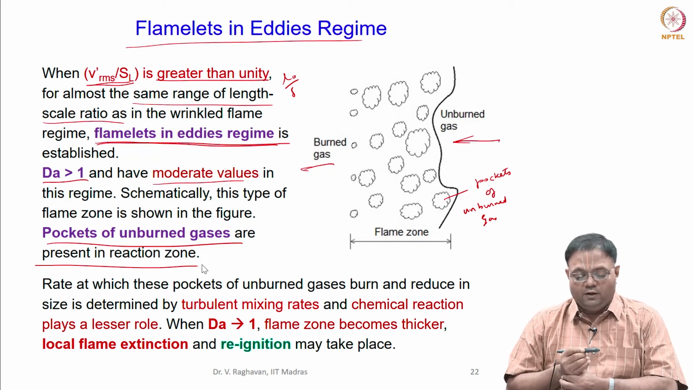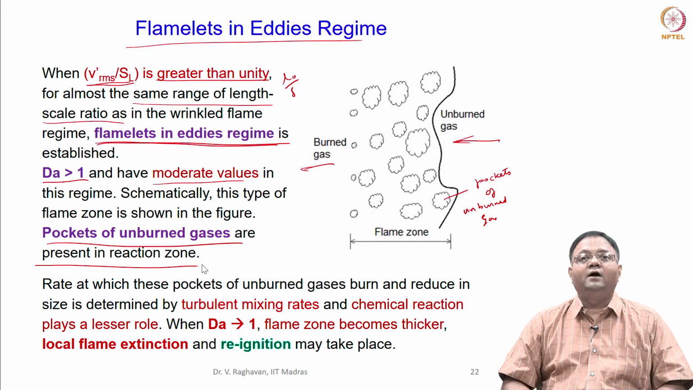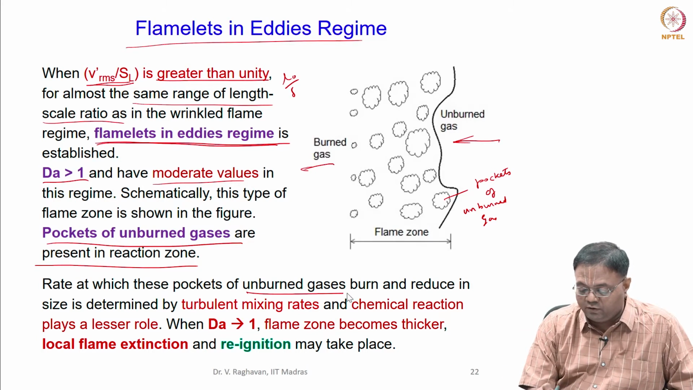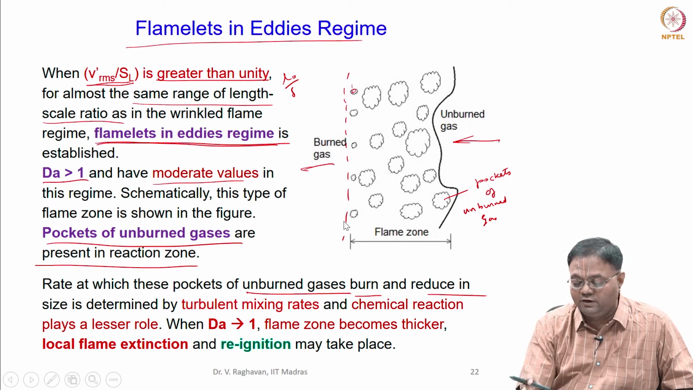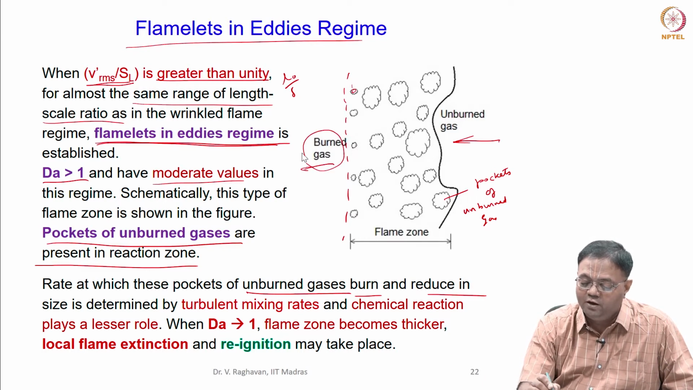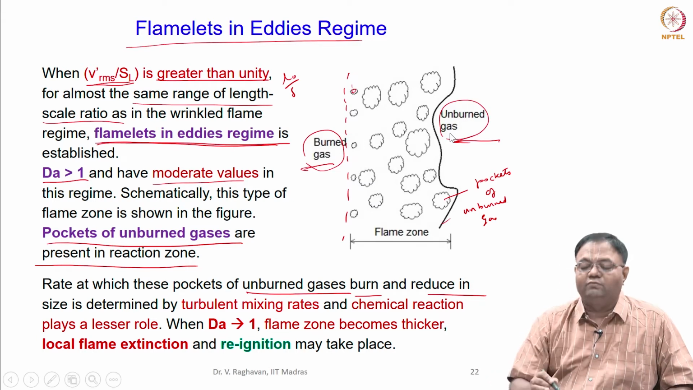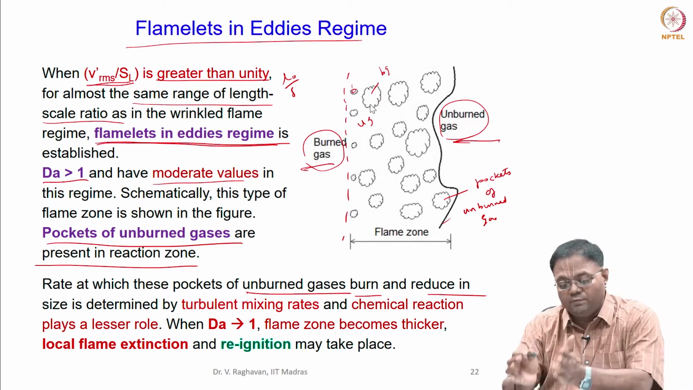That means that the flame is not completely controlled by the chemical kinetics nor by the eddies. Both are going to be there to control this. So, the rate at which these pockets of unburned gas burn and reduce in size, for example, this is larger and this is smaller. After this particular thickness, you can see that only burned gas will prevail. To the right of this thick line only unburned gas prevails. In between you can see pockets, with this being unburned gas and this being burned gas. So, both will be present in this in-between zone.